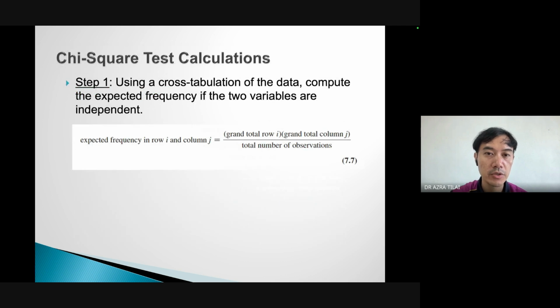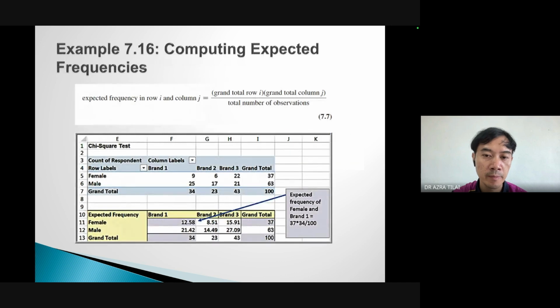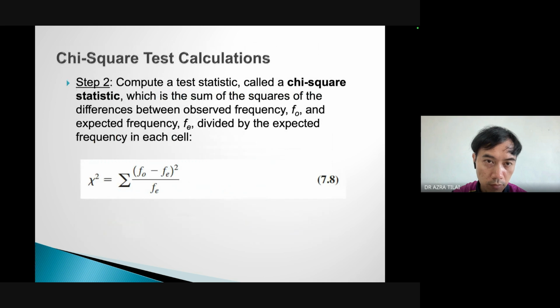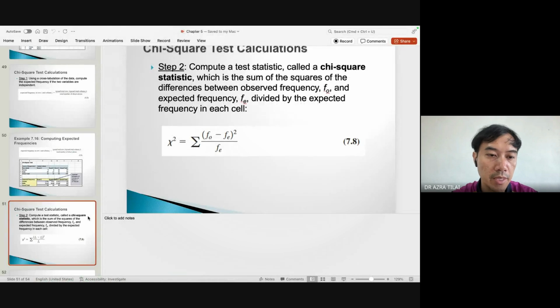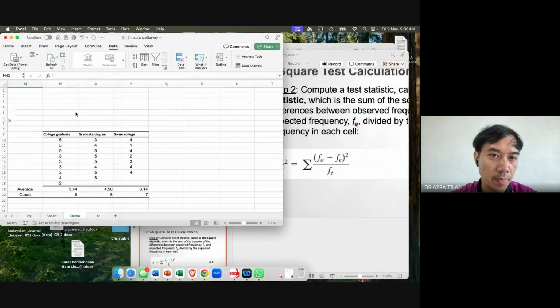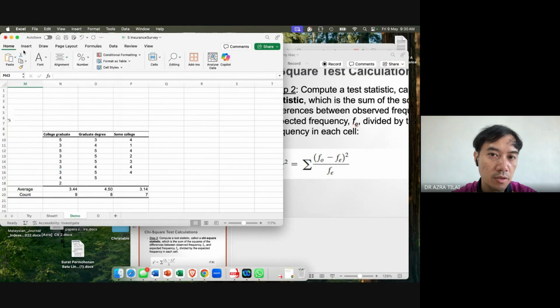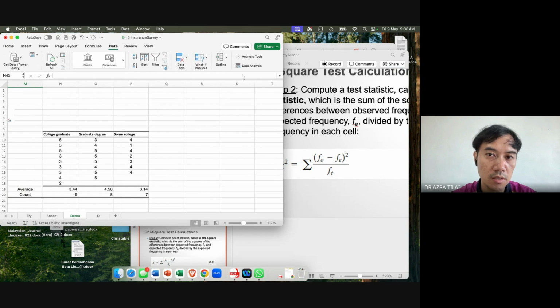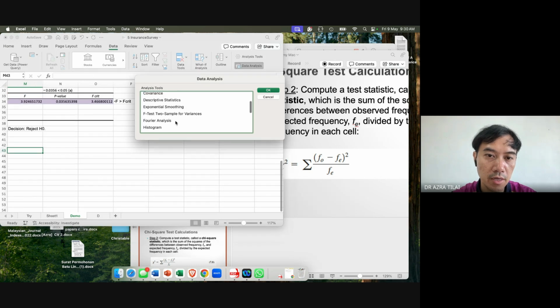So the first step is using a cross tabulation of data. We compute the expected frequency if the two variables are independent. This is how you can actually calculate, and we can use the chi-square statistic. The chi-square statistic will also be included in the data analysis. So you go to data analysis, you can also find the chi-square here.